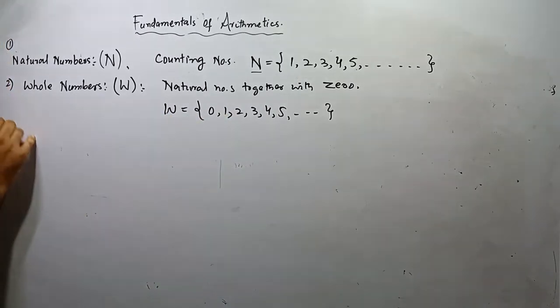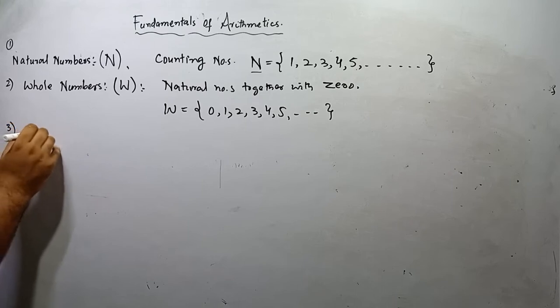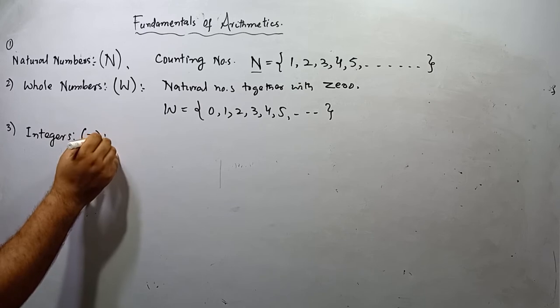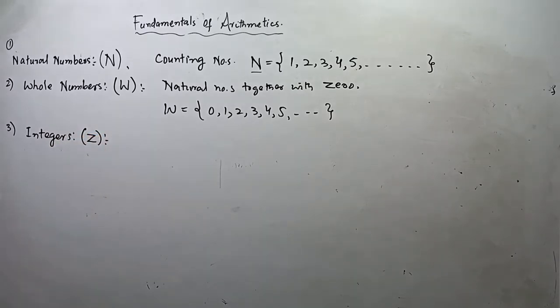Now we have the third one, called integers, and they are denoted by capital Z. What are integers? See, all counting numbers and their negatives.